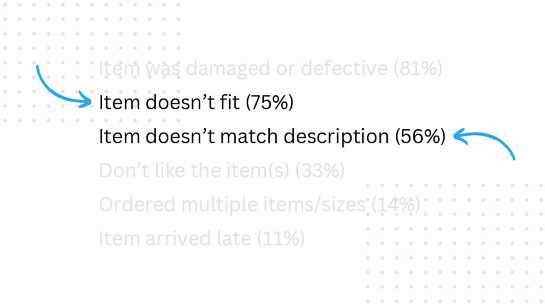There's only so much you can do to influence this as an SEO and a marketer, right? You're not in the warehouse, you're not the shipping people, you can't decide whether or not an item's going to be damaged, or you're not throwing it on the back of a truck, things like that. But the things you can potentially influence are things around the item doesn't fit and the item doesn't match the description. And this is where your product pages really come into play.